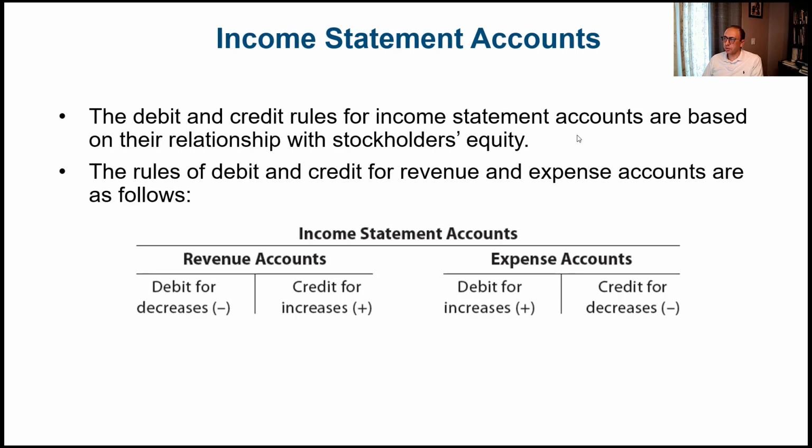The rules of debit and credit for revenue and expense accounts are as follows, which is basically as I just explained. Remember, the credit side is the increasing side for revenues, and the debit side is the increasing side for expenses. And the debit side is the decreasing side for revenues, and the credit side is the decreasing side for expenses.